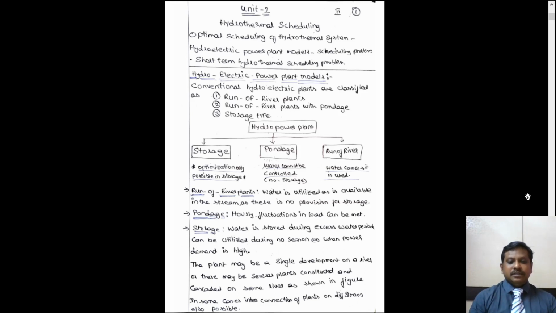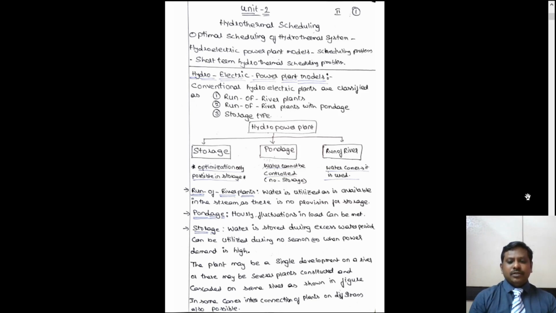Okay. Next one is the pondage. With pondage, hourly fluctuations in load can be met, for example, peak loads. Okay. So next one is the storage.